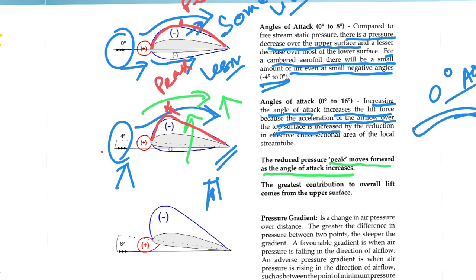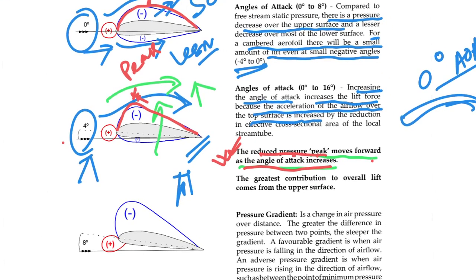Okay, so what is happening? The reduced pressure peak, this is called reduced pressure peak, moves forward as the angle of attack increases. Very important concept and very important MCQ also. If your angle of attack increases, the reduced pressure peak slowly moves forward. When your angle of attack is 8 degree, that means more, so your peak is also moving more forward.